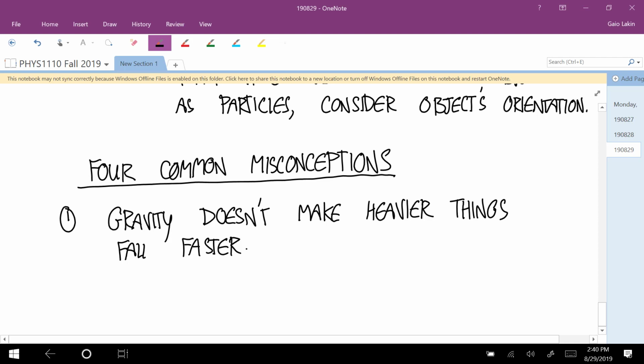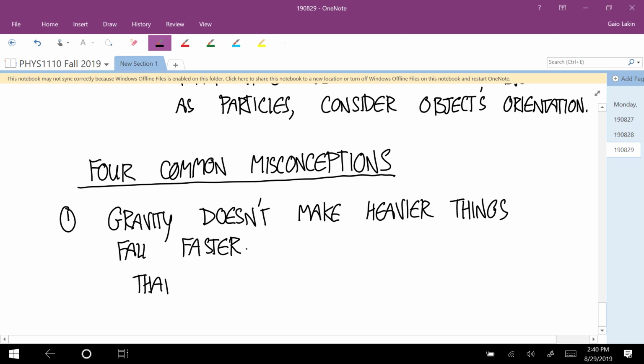This is a pretty ingrained feeling that most people have, that if you drop something heavy and something light, the heavier thing is going to hit the ground first. And so you sort of have this sense that gravity does something different to the heavier thing. Really, when you drop a heavy thing and a light thing and the heavy thing hits the ground first, it really only has to do with air resistance.